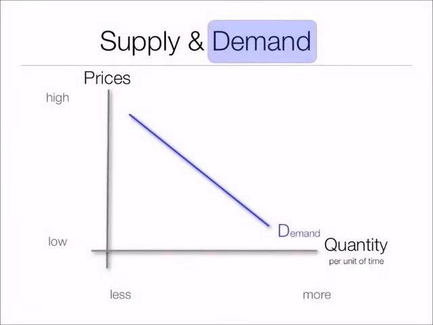Now let's talk about the demand curve. At low prices, people want to consume a lot, so demand's high. At high prices, people will consume small amounts of something. The demand curve slopes downward. Again, at high prices, people consume less, and at low prices, people consume more.